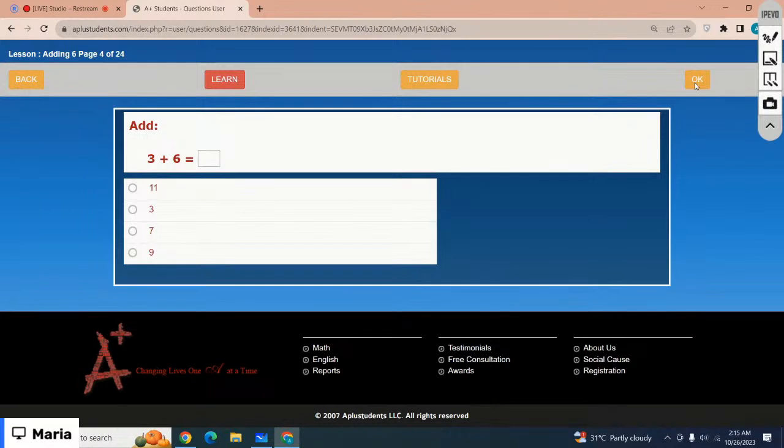Yes, the correct option is 9. 6 plus 3 makes 9. So the correct option is 9.